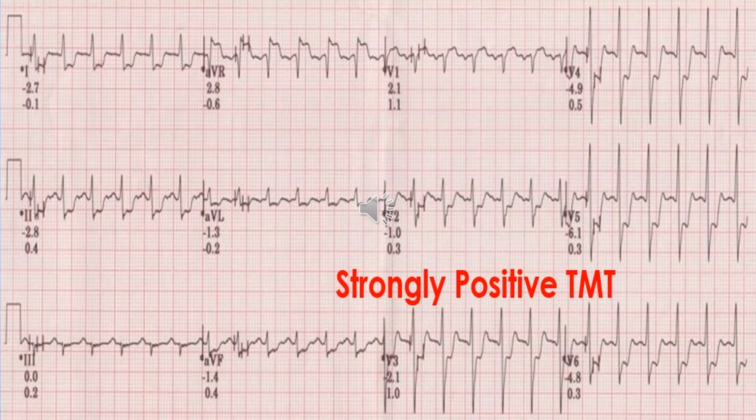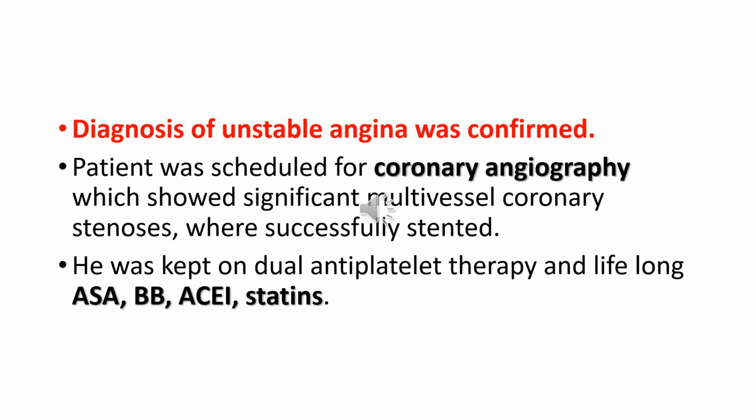Compared to the previously normal ECG, when the patient ran on the treadmill, as we can see, there is diffuse ST depression in the ECG with ST elevation in aVR, which is a strongly positive stress test for mostly multivessel coronary artery disease. Thus, the diagnosis of unstable angina was confirmed.